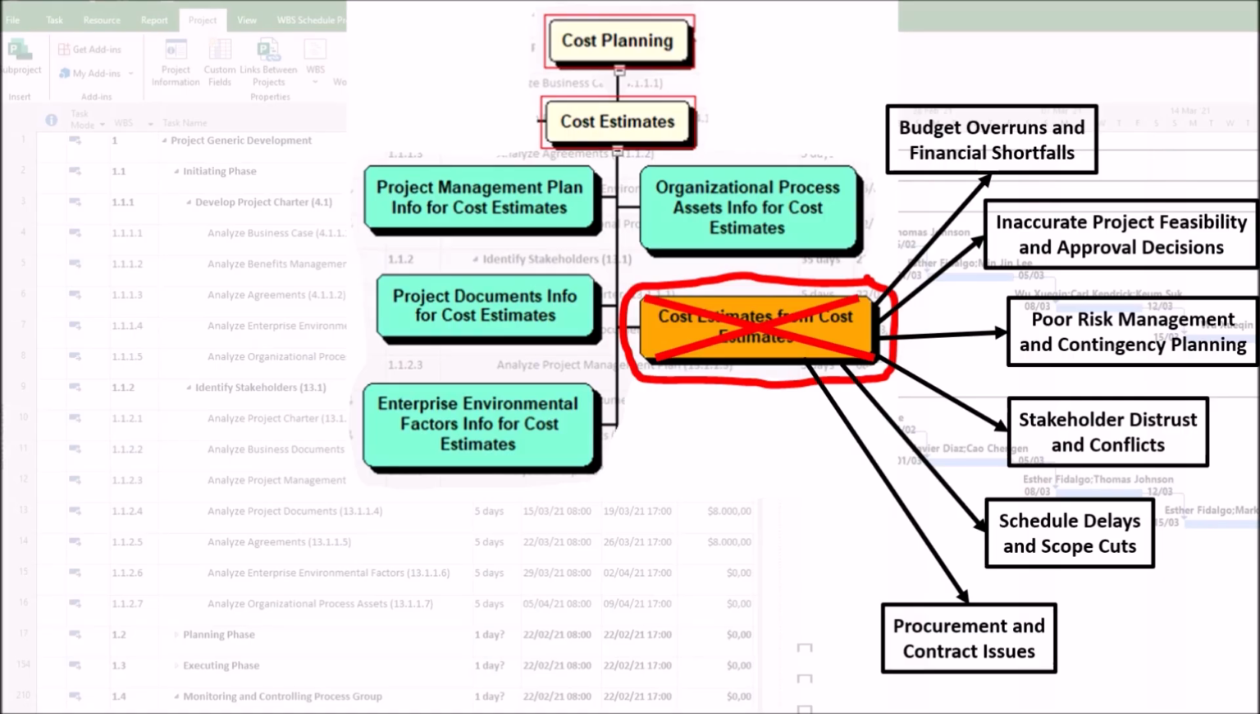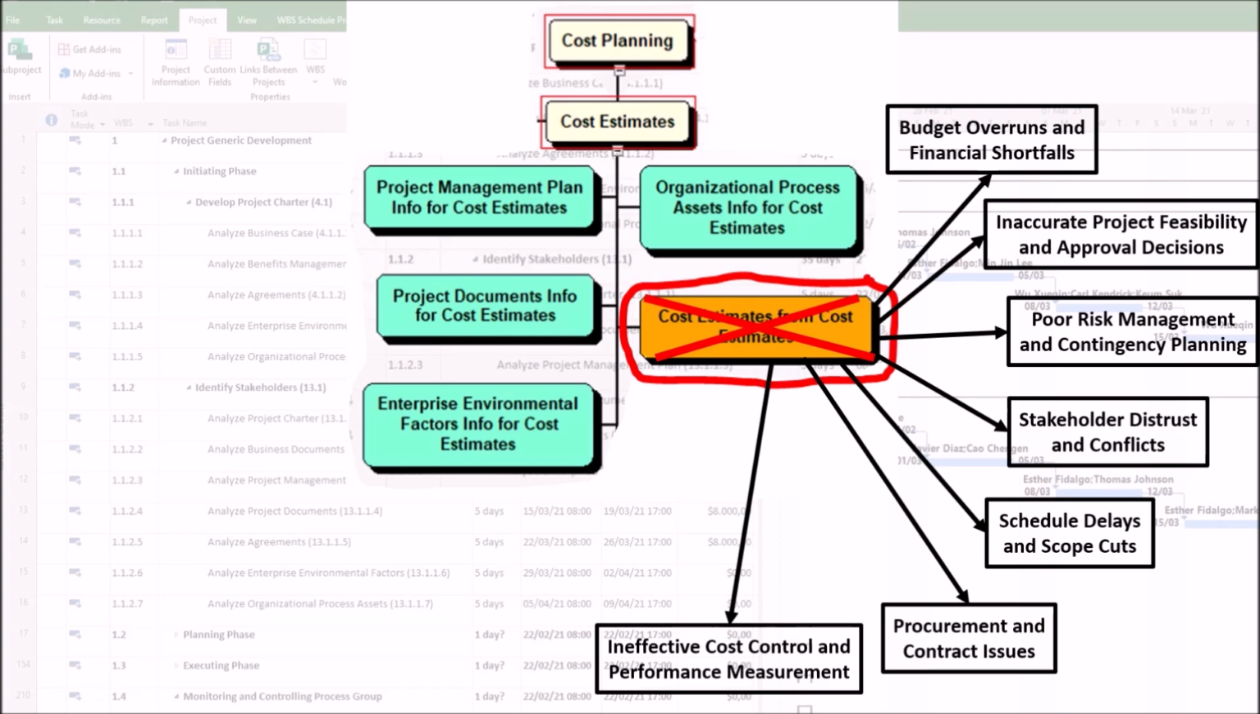6. Procurement and contract issues. Vendor bids may not align with realistic budgets, leading to, first, low-quality suppliers if the project is forced to cut costs. Second, contract renegotiations due to budget mismatches.